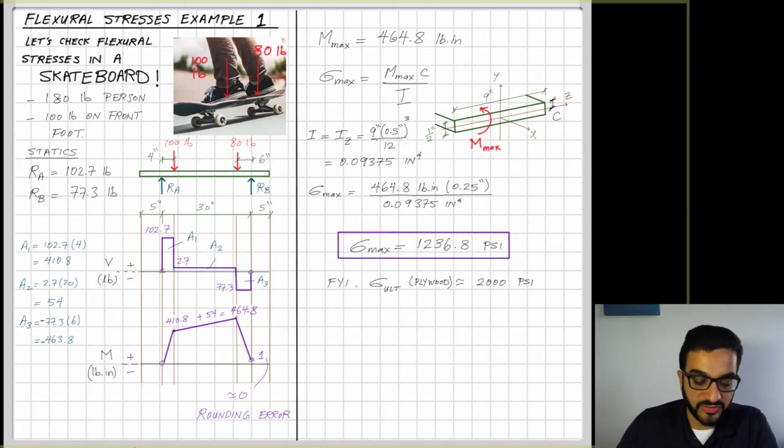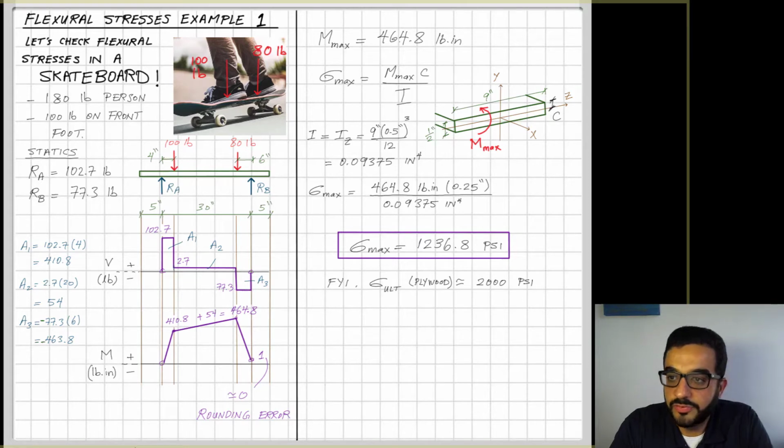So in a future lesson, we'll talk about composite sections. We'll see how we would strengthen this skateboard with a stronger material to avoid the failure and breaking of the skateboard here under the load we have.